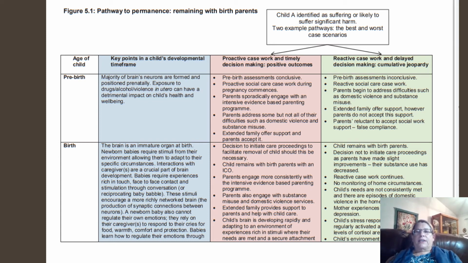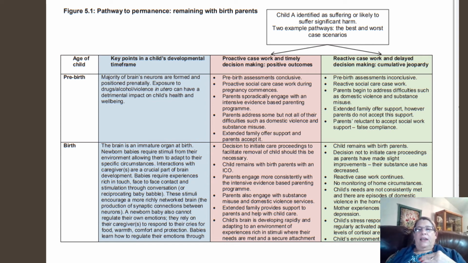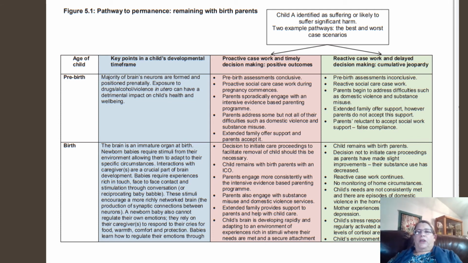Some parents will address some but not all of their difficulties during this time, but domestic violence and substance misuse is something that you have to be really on top of if this is during a pregnancy. And if extended family members have offered support, this is a time when you want to encourage the parents to accept the support unless it's just a horrible situation. Then in the green is the reactive casework and delayed decision-making problems, what will happen if you're doing this. So the peach is what you want to be doing. The green is what you shouldn't be doing.